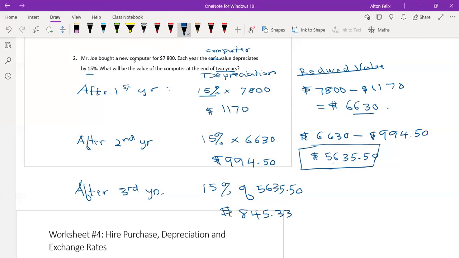And then its value after the third year will be 5,635.50 minus 845.33. All right, let's see if we can work it out without the calculator.